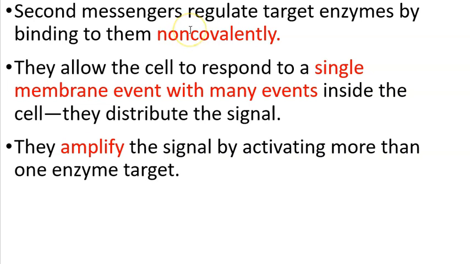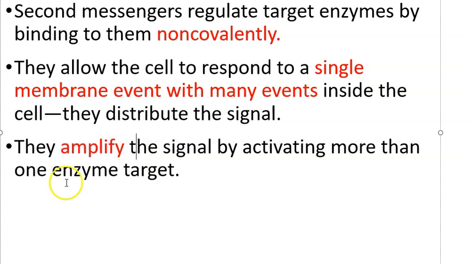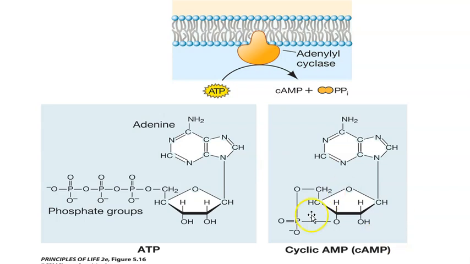So secondary messengers regulate target enzymes by binding to them non-covalently, which means we can turn the signal off. They allow the cell to respond to a single membrane event with many events inside the cell. They distribute the signal. That is called amplification, right? You have one signal and then you amplify it into hundreds and hundreds of other molecules being made. That's called amplification, okay? This is what cAMP looks like.